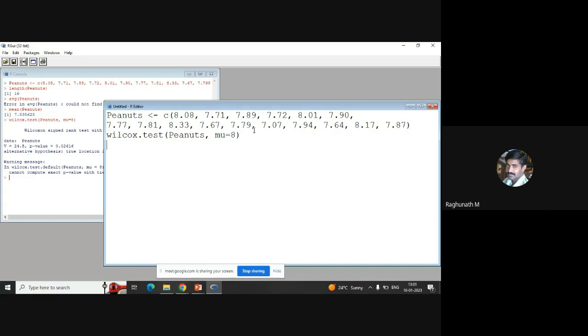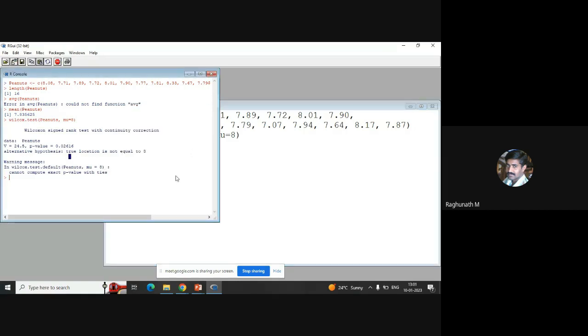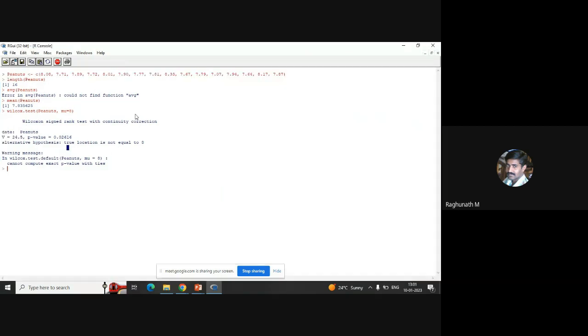If you come to this one, we are going to get an output like this. All of you can see Wilcoxon signed rank test with continuity correction. Here, that continuity correction means there will not be any two observations which are tied. Only there are no ties.